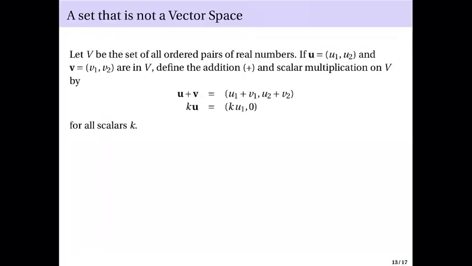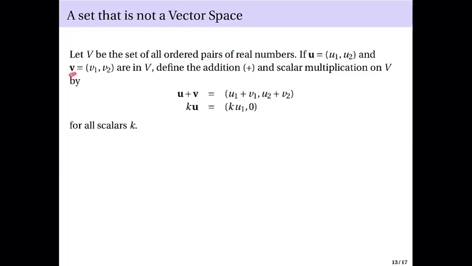Okay, so let us see. You have here the set of all ordered pairs of real numbers. So if you have two objects, U and V, U will just be an ordered pair. So this is U1 and U2.